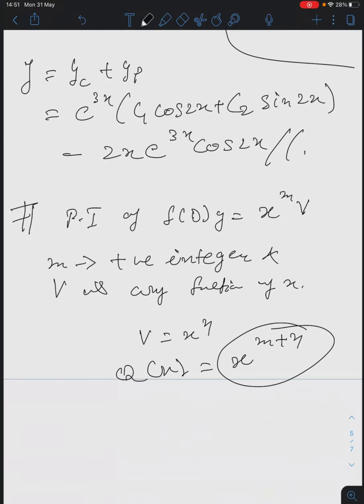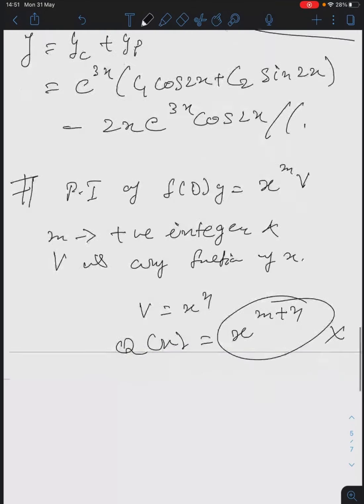You will take the lowest degree term out, rewrite the whole f of D as 1 plus or minus phi of D. In the numerator it will be 1 plus or minus phi of D whole inverse. Expand it and apply it on x to the power m plus n. So this case is not required because you know this case.